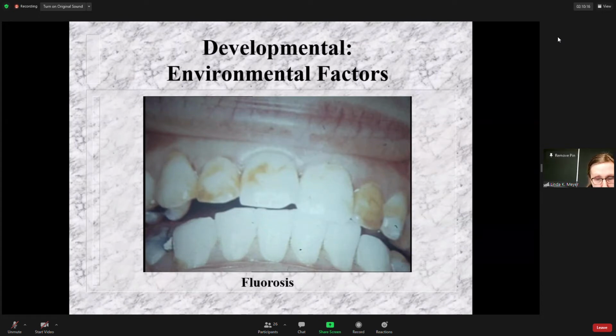Is there a specific age when we're talking about fluorosis development? Oh, I'm just giving you an example of some kind of intrinsic stain, and the condition is called fluorosis. Fluorosis is known to be related to excessive fluoride ingestion.